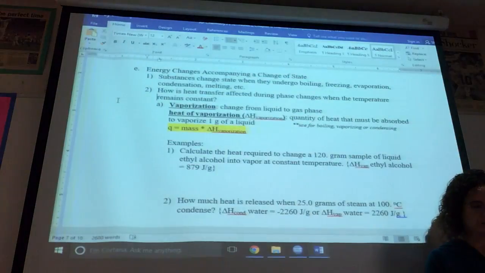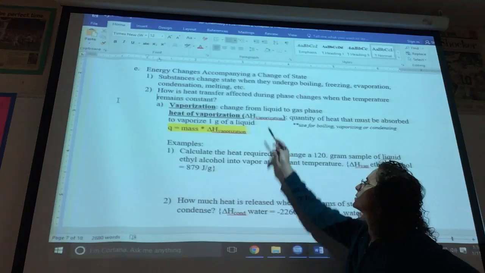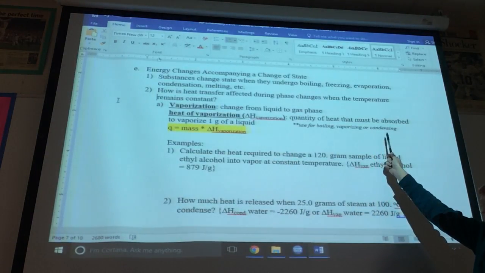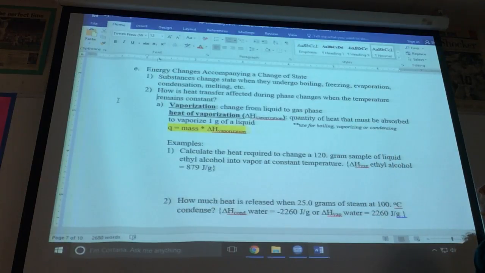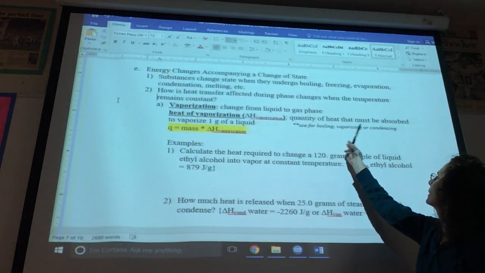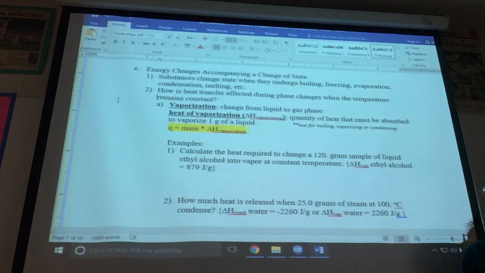So we know vaporization is the change from liquid to gas. Heat of vaporization is delta H of vaporization, or delta H of vap. That's how much heat must be absorbed to vaporize 1 gram of a liquid. So you're going to use heat of vaporization if you're vaporizing or boiling, and you'll use it for condensing as well, except you'll reverse the sign. Boiling and vaporizing are endothermic processes. Condensing is an exothermic process, hence the negative delta H.